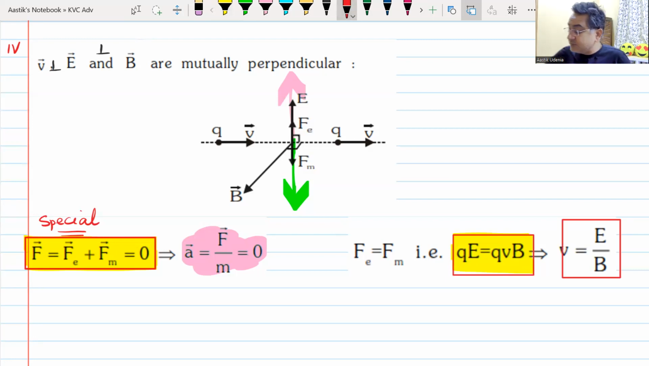We are not solving the entire thing. We are not solving the different cases here. We are only seeing one particular case, and in that one particular case, the net force is zero. The electrostatic force is cancelling out the magnetic force, and that is the only case that is going to come for you. So please note it down.